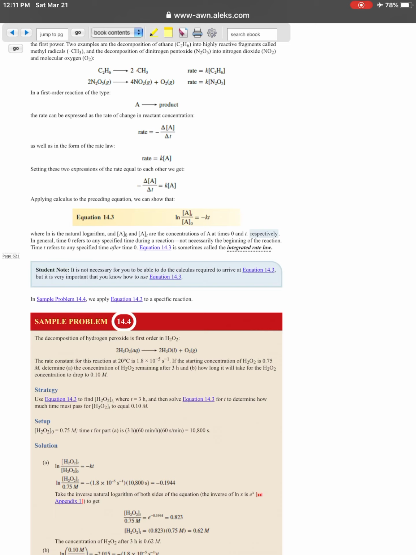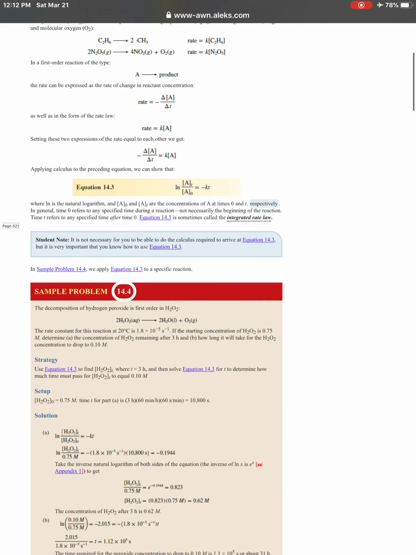Equation 14.3 is sometimes called the integrated rate law, and that's because it uses integration, a technique used in calculus, to figure it out. So that step where you're getting to equation 14.3 from the preceding equation right above it, if you don't know calculus, you don't know how they got there. If you do know calculus, it's a very, very simple process. But we don't have to go through the calculus here. It's right there. Equation 14.3 is what we'll use.